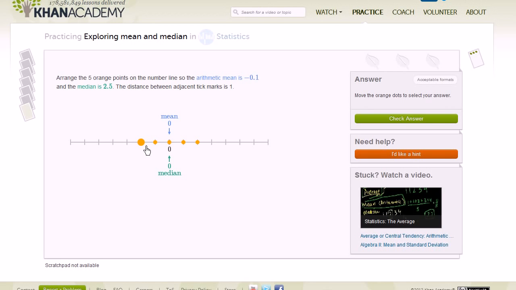So what's the point of this exercise? You said they're both ways of measuring central tendency, but what we can see here is that they don't always give you the same answer. So we're being asked to see an arithmetic mean of negative 0.1 and a median of 2.5. Those are very different numbers. So how can you take 5 points and say the central tendency is negative 0.1 and the central tendency is 2.5? There's different ways of measuring it, and sometimes one way is better than the other. And you kind of have to know.